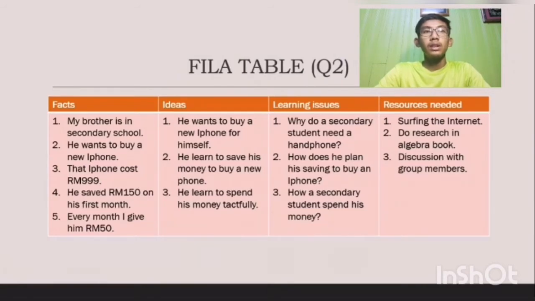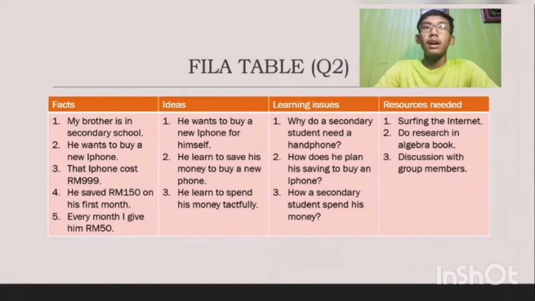Today, I would like to talk about my FILA table for question 2. For the facts, first, my brother is in secondary school. Second, he wants to buy a new iPhone. Third, that iPhone costs 999 ringgit. Fourth, he saved 150 ringgit in his first month. And the last, every month I give him 50 ringgit.